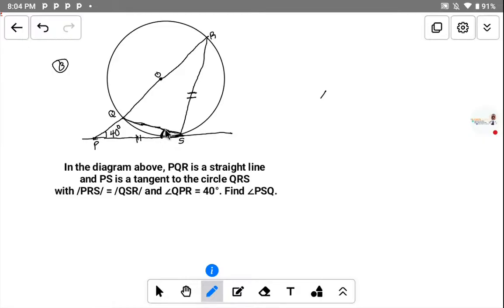Now, how do we solve this question? If you see a question like this for the first time, how do you attempt to solve it? What should be your first step?